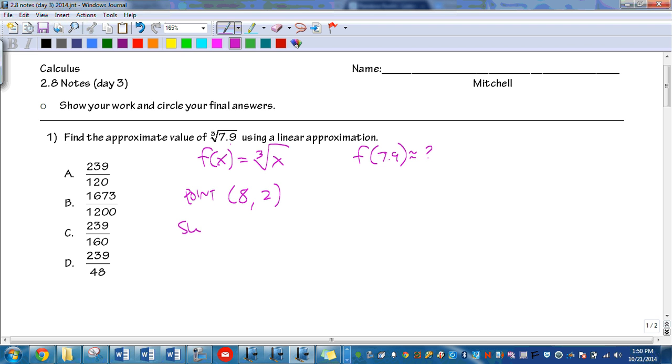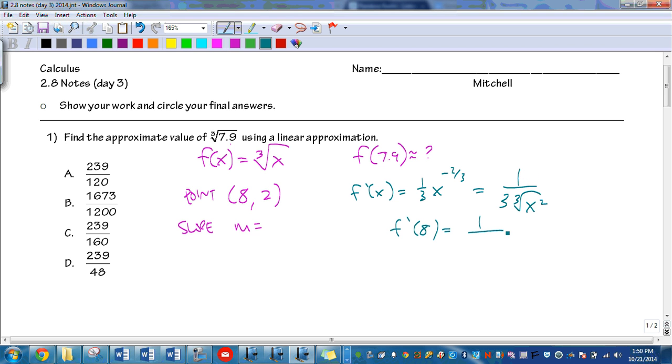Now we need to figure out the slope, and that comes from our derivative. So I'm going to take the derivative of f of x. So x to the 1/3, the derivative of that would be 1/3 x to the negative 2/3, or we can think of that as 1 over 3 times the cube root of x squared. And we need to figure out that derivative when x is 8, again using that nice value that we can actually figure out in our heads.